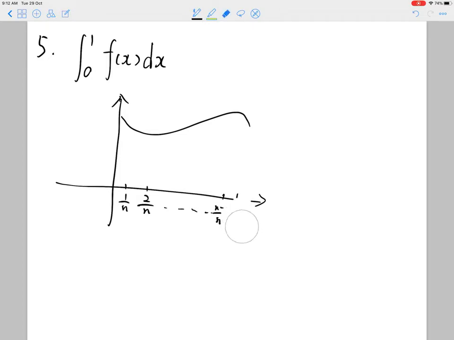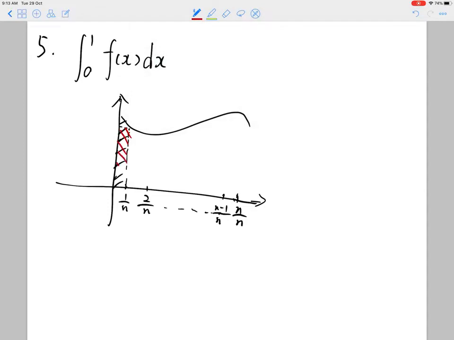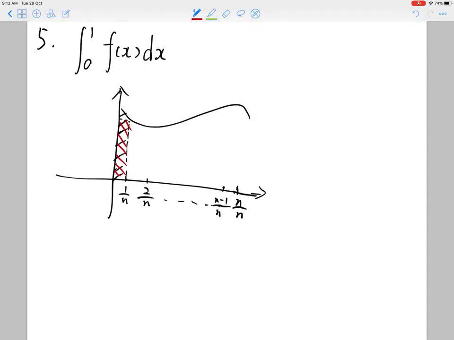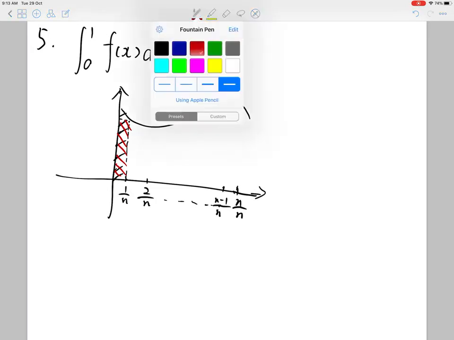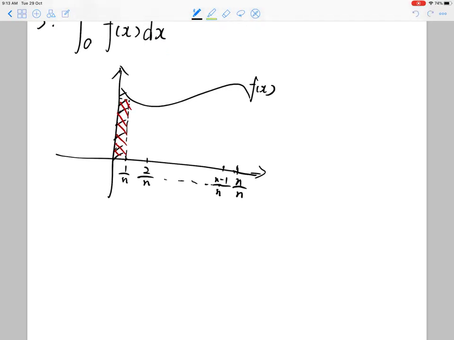So the last interval it's n over n. Okay, then you can see this area is very similar to this rectangle area. These two areas, they are very similar. Then what is this rectangle area? Let's call this function f(x). This rectangle area is 1 over n, which is the width times height.